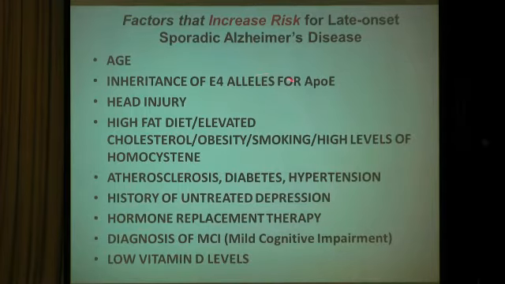Inheritance of the E4 alleles for apolipoprotein E, which I didn't even bother to spell out for you. So let me tell you what this is. This is simply a molecule that helps transport cholesterol. And you need a certain amount of cholesterol in your brain and in your body for normal function. So we hear cholesterol is the bad guy, you know, stay away from it. Well, your liver makes it normally because you need it to make membranes.